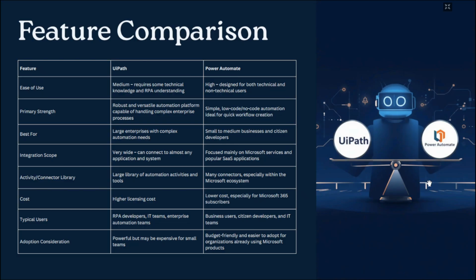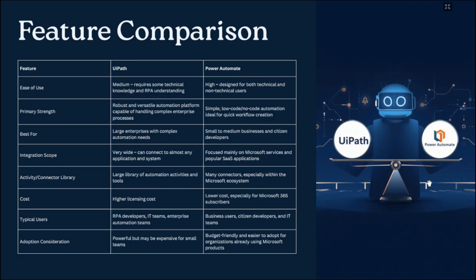Best for large enterprises with complex automation needs. So UiPath can target big enterprises with the complex automation solutions which need to be provided, and Power Automate targets small to medium business and citizen developers. So basically, again, simple automation can only be done on that. Integration scope very wide, can connect to almost any application and system. Focus mainly on Microsoft services and popular SaaS applications.